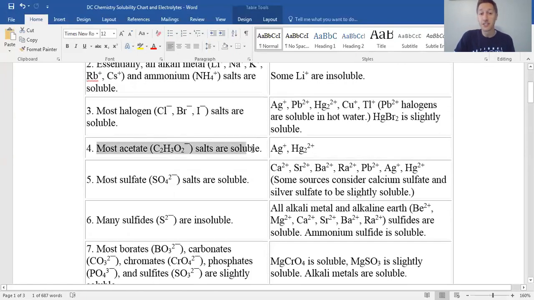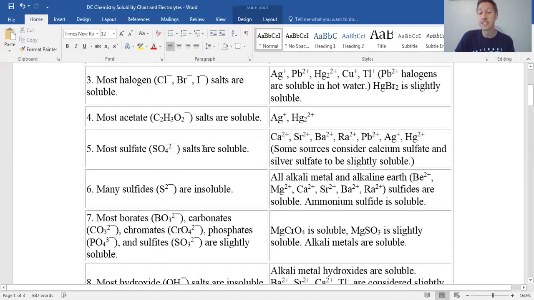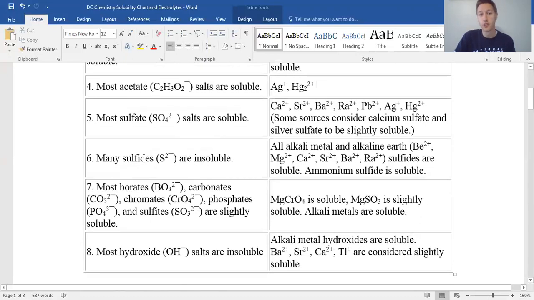Acetate generally dissolves with almost everything. There's only a couple exceptions where it will not dissolve. So silver acetate, mercury acetate, those things would not dissolve. Sulfates tend to be soluble. This has a bigger list of exceptions. Sulfides tend to be insoluble, again, with these exceptions.